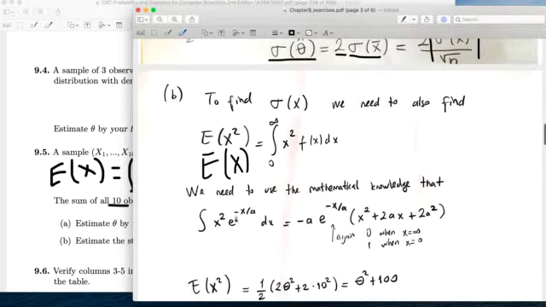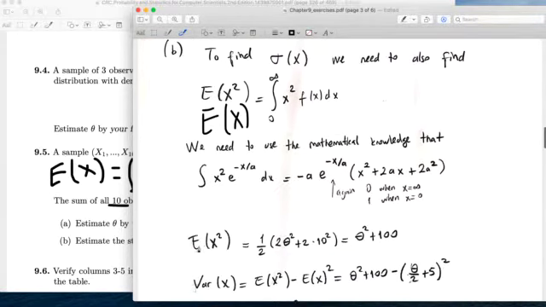So in order to find this integral, we need to use the mathematical knowledge that the integral of x squared e to the minus x over a is equal to this. And again, this e to the minus x divided by a is something really convenient for us because it's 0 when x is equal to infinity, and this whole term is equal to 1 when x is equal to 0.